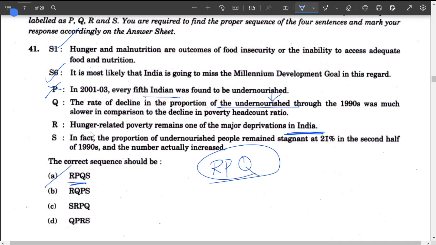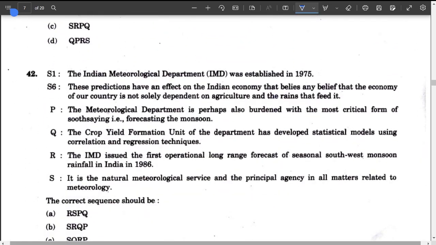That is your answer. Next, the Indian Meteorological Department was established in 1975 and continuation is needed for this. Check for this.